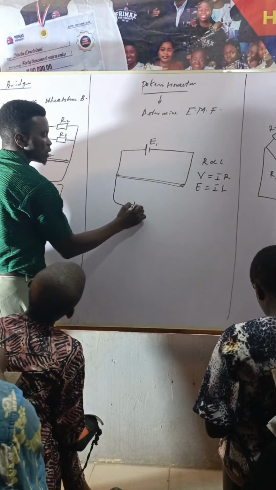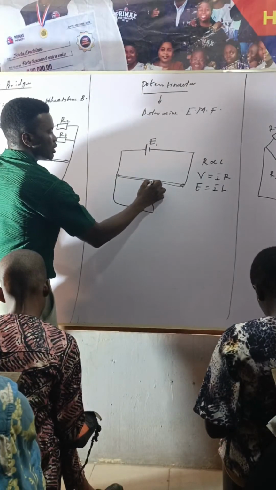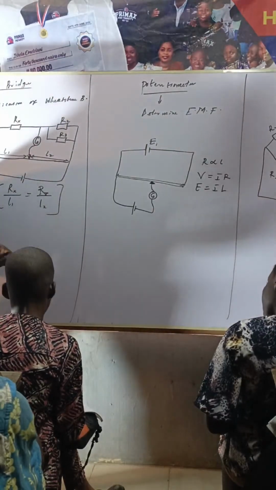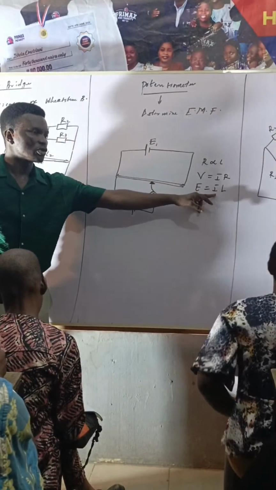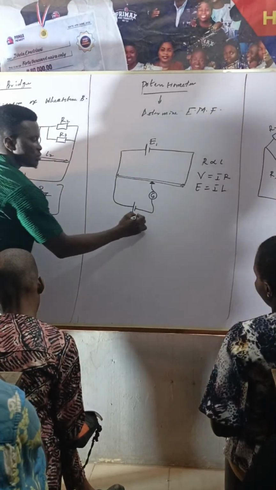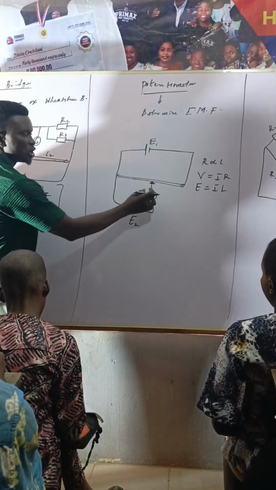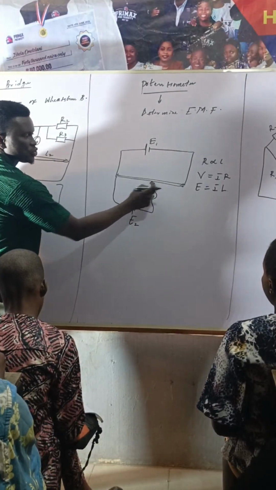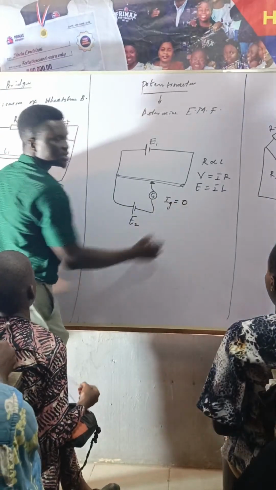You connect it to another EMF. This one EMF you know, and you know the length of the wire. Then you connect it to another EMF, E2. In order to determine the EMF of this battery, you keep changing the length using this jockey until the galvanometer reads 0.